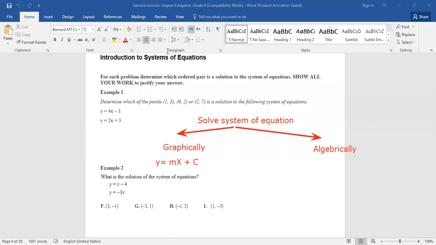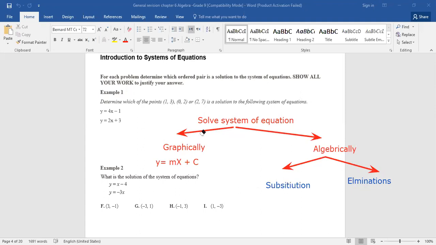If you want to answer algebraically, how many ways did we study? In substitution and elimination. Yes, thank you. So we studied substitution and the second one is elimination. With substitution or elimination, it's up to you to use one way to solve a system of equations. This is the part which we already studied about solving system of equations graphically or algebraically.